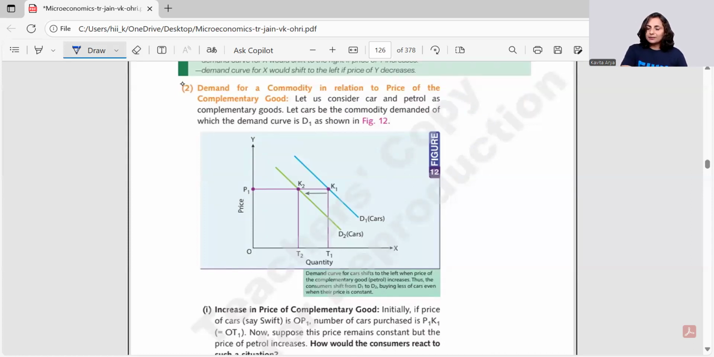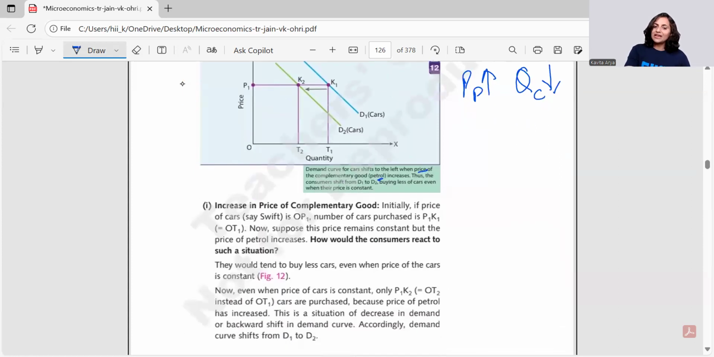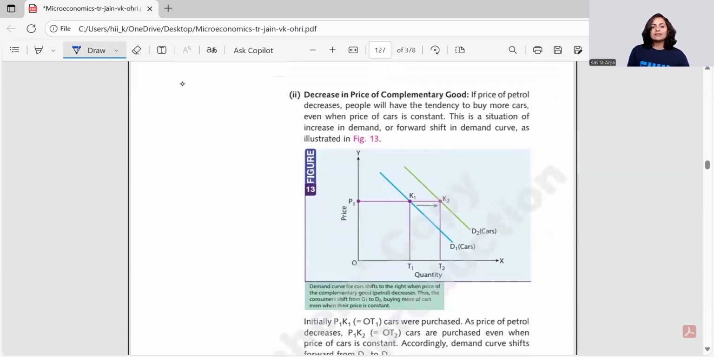On a very similar note, we have demand of a commodity in relation to the price of complementary goods. So car and petrol, let's have the same. So here in this case, we are talking about the demand of cars when the prices of petrol rise. So when prices of petrol are rising, it becomes expensive for the car drivers to maintain that car and to run that car, right? So the quantity demanded of cars would fall. So this fall in the quantity of cars is on account of the increase in the price of petrol. And when the prices of petrol fall, the quantity demanded of cars rises, right?